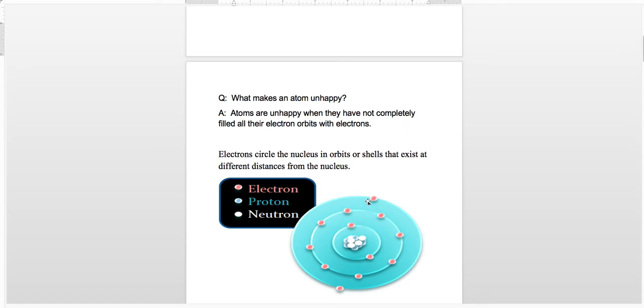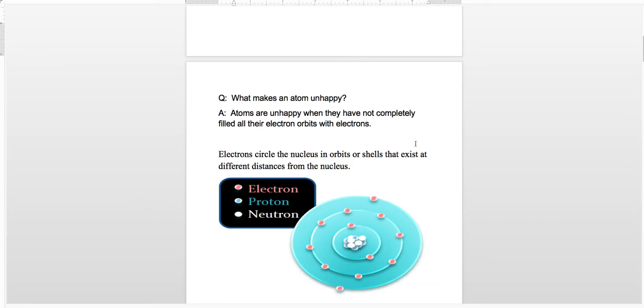So there's kind of a balance here with the number of electrons in an orbit between how big the orbit is and how strong the attraction is between the electrons there and the nucleus. So in any case, you can fit up to 2 electrons in the inner orbit, up to 8 in the second, and also up to 8 in the third.